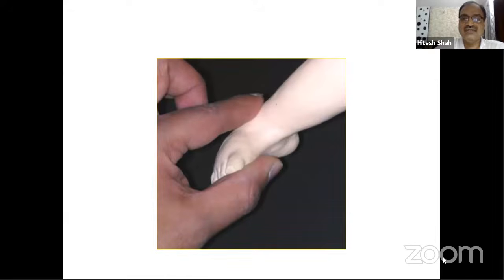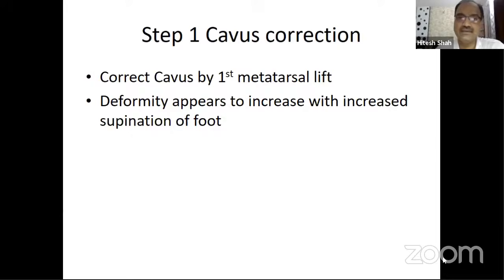This is the side view: just a lift of the first metatarsal to correct the cavus. The very simplest method is to correct the cavus by lifting the first metatarsal. And many times for laymen and parents, the deformity appears to be more when we increase the supination, because the hindfoot would already be in varus and equinus.